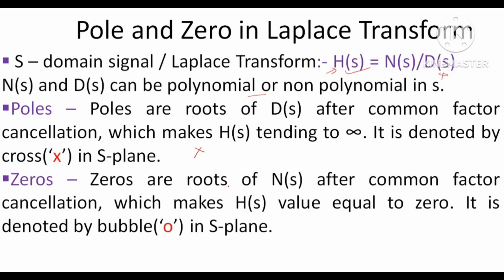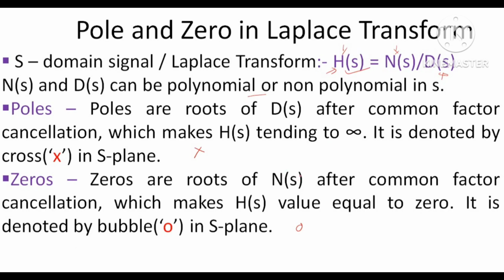Now let us see the definition of zeros. So here the zeros are roots of N(s). These are roots of this numerator, after common factor cancellation, which make this H(s) equal to 0. It is denoted by a circle in the s plane. To understand this definition we should take one example, and one thing is that poles and zeros are nothing but the s values. Now these are the s values and we can represent them in the s plane.